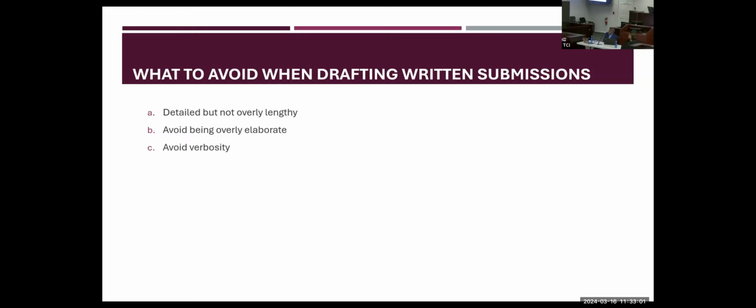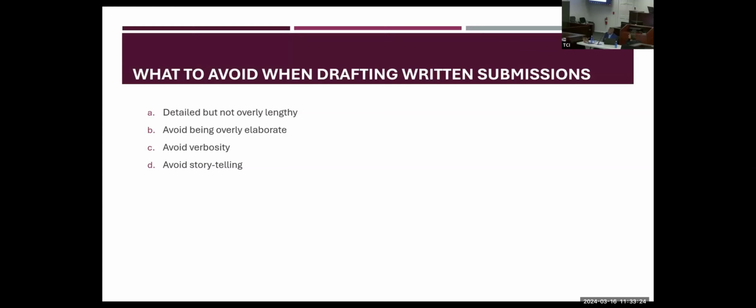And avoid being verbose. I find, and most judges find, that clear, simple language is the best form of communication in your written submissions. There's no need to test the judge's vocabulary and have him resort to his dictionary. Just be clean, clear, and avoid verbosity.